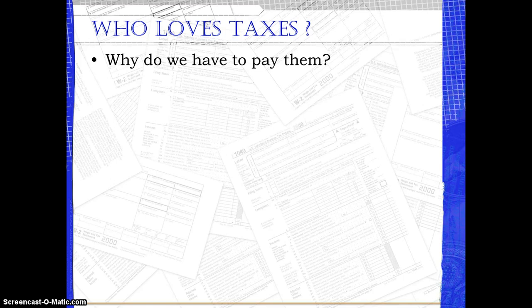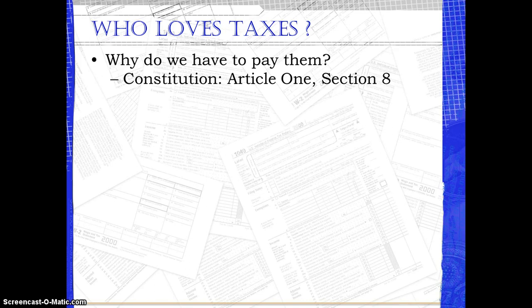Well, we have to pay them because of this document called the United States Constitution. In Article 1, Section 8 of the Constitution, there are some very specific needs that the federal government requires money in order to function. Specific tax law came much later, but the foundation was laid in the Constitution. The Constitution allows the federal government to collect a revenue. A revenue is operating money.